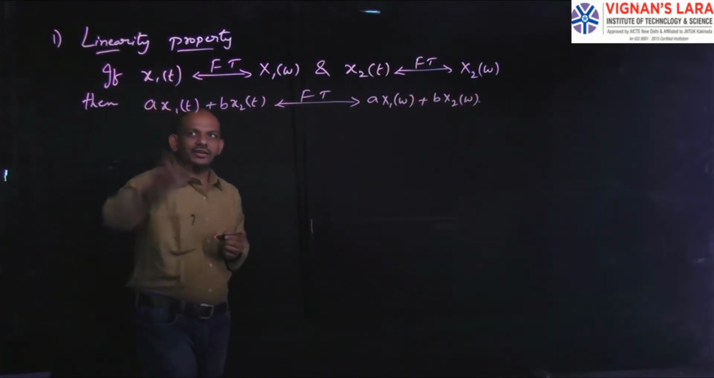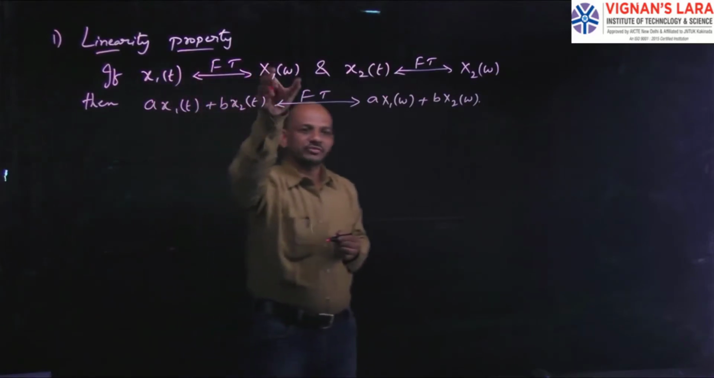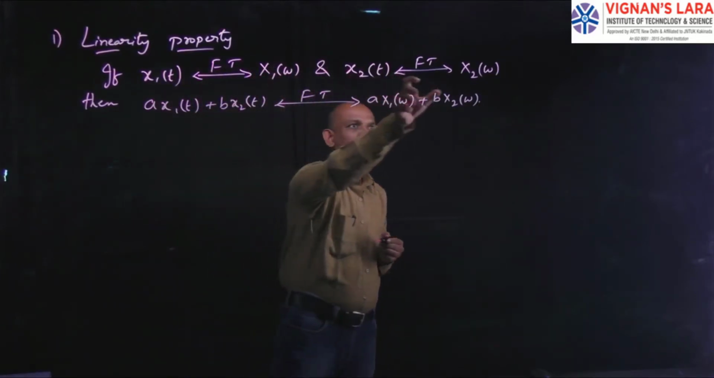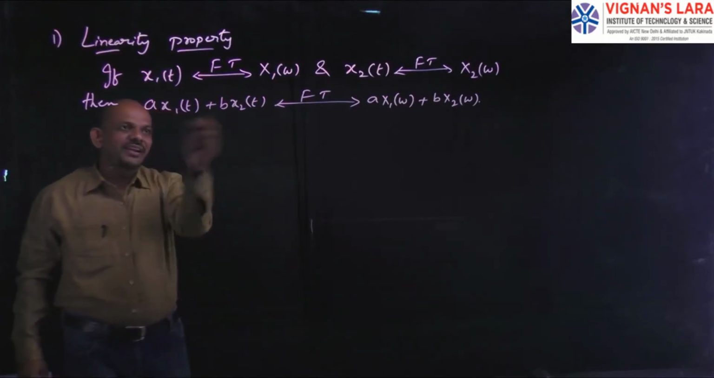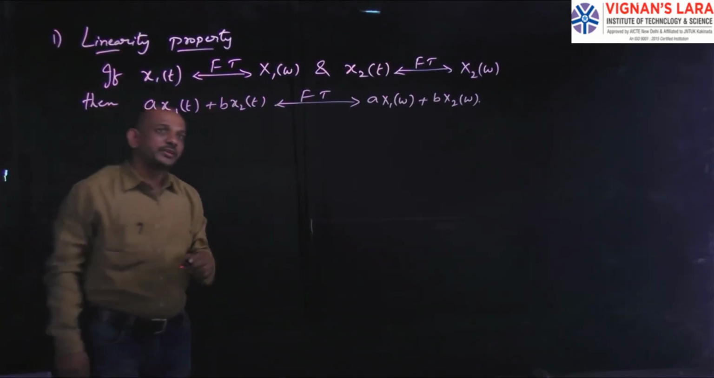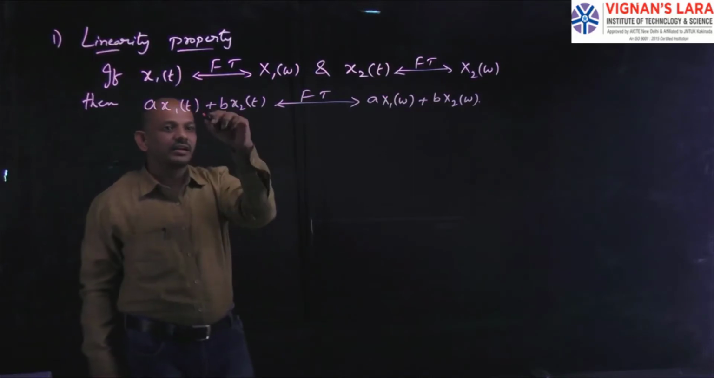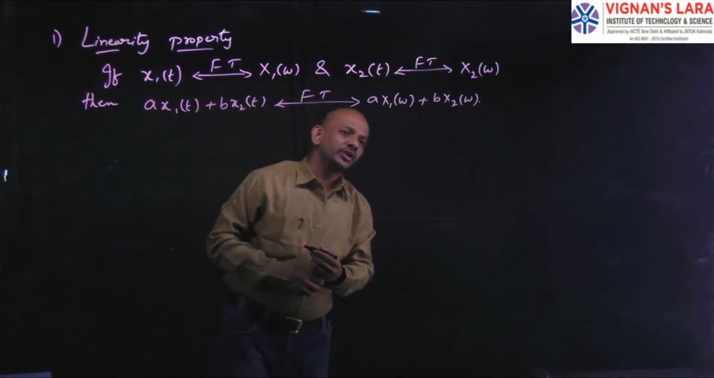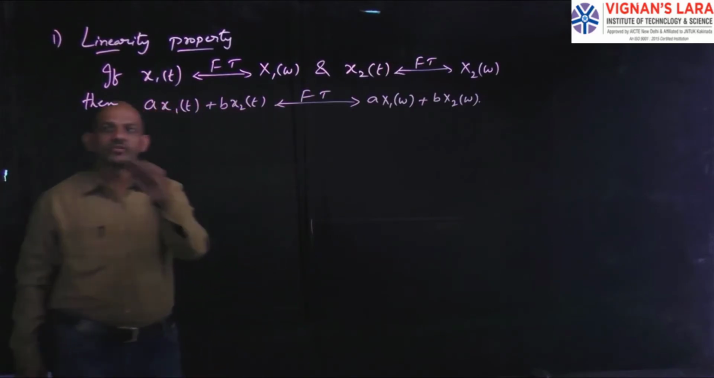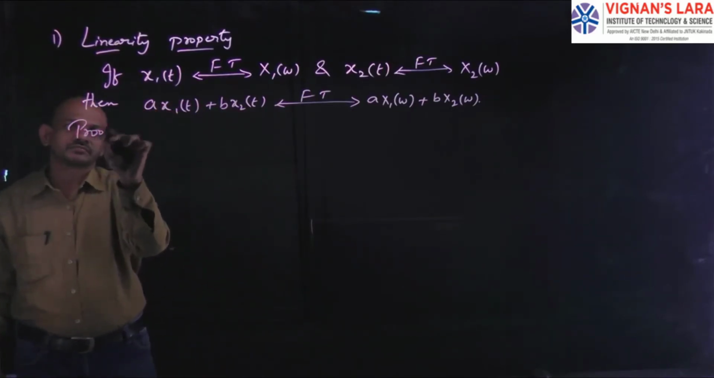So they have given x1 of t has a Fourier transform X1 of omega and x2 of t has a Fourier transform X2 of omega. Then we have to prove that the combined signal a into x1 of t plus b into x2 of t will have a Fourier transform a into X1 of omega plus b into X2 of omega. So now I will go for the proof of this one. Proof.